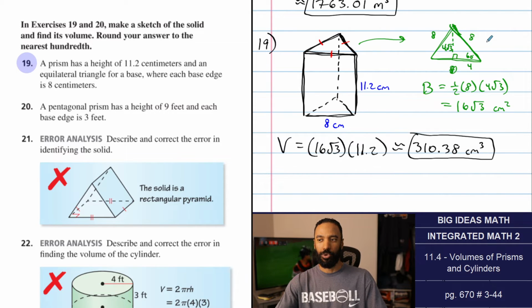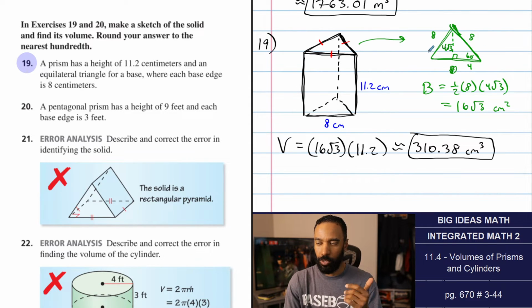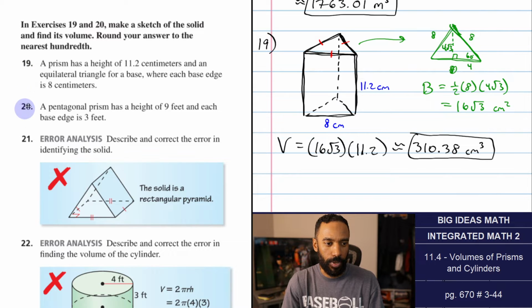So find the area of the base. Again, it depends on how you want to go about it. You could do 1/2 apothem times perimeter, then you need the apothem. I found the area of this entire triangle by splitting it up in the 30, 60, 90 way, given that it was equilateral. Either works. Number 20, a pentagonal prism.